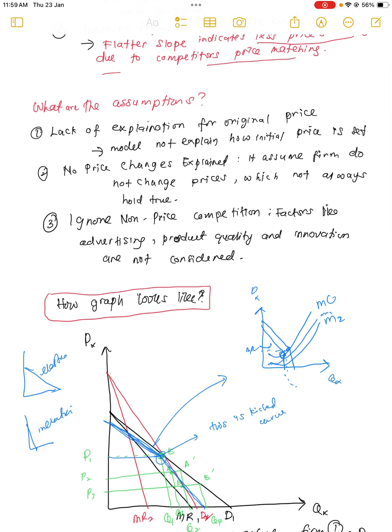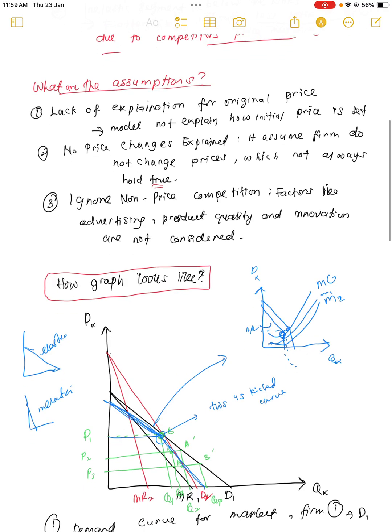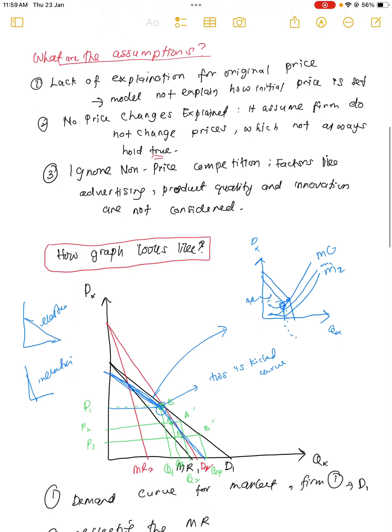Okay, what are the assumptions in the Kinked demand curve? The first assumption is a lack of explanation for the original price. In the Kinked model, we do not explain the original price of the product. The second is that no price changes are explained. It is assumed that firms do not change price, which does not always hold true. And it ignores non-price competition. Factors like advertising, product quality, and innovation are not considered in the graph.